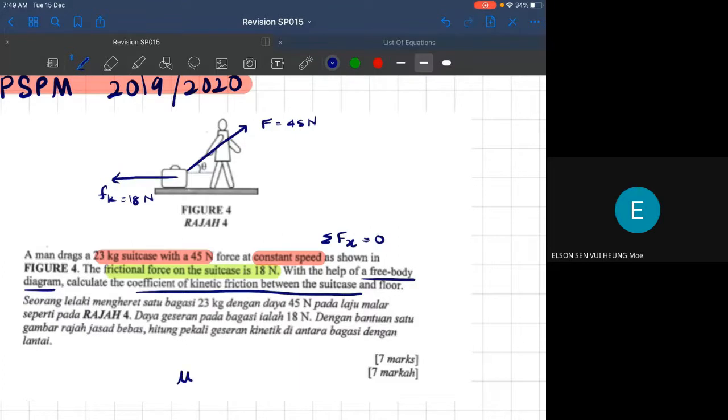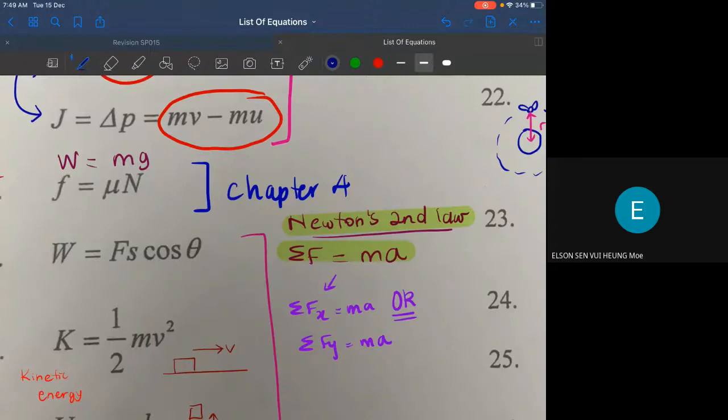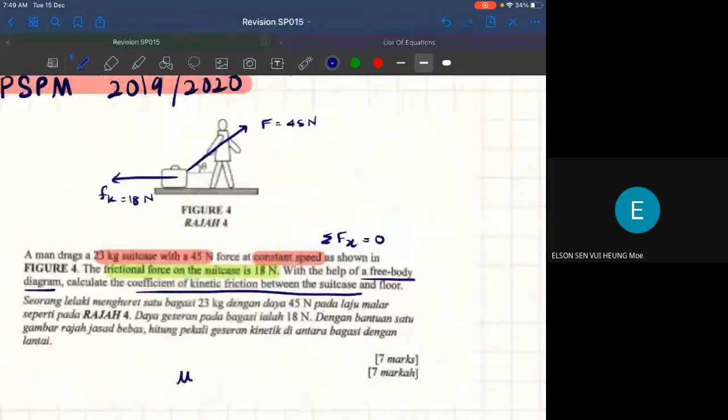So macam mana kita dapat mu? Kita dapat daripada formula apa tadi? F sama dengan mu n. So Fk sama dengan mu n. But we already know what F is, isn't it? 18. Tapi kita tak tahu n. So maksudnya our aim here is to find the value of normal.